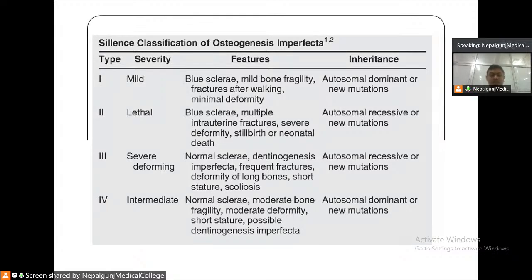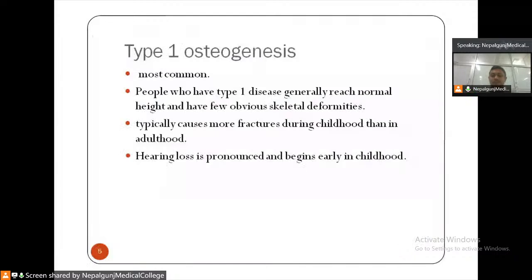The fourth type is the intermediate type. The child will have a normal sclera. There will be moderate bone fragility, moderate deformity, short stature, and possible dentinogenesis imperfecta can be present. Associated with that, the inheritance is usually autosomal dominant, or some form of new mutations can happen.